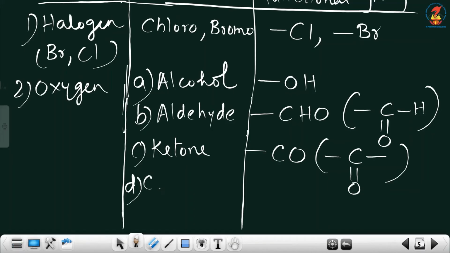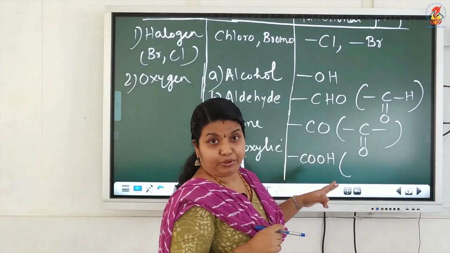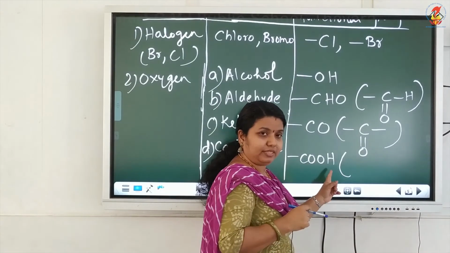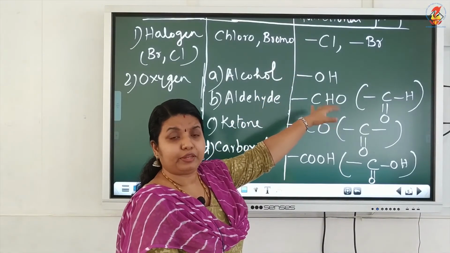The next one is carboxylic acid, COOH. We have seen these types of compounds. CH3COOH, we have written it as acetic acid, a weak acid. So, this is a carboxylic acid group: C double bond O, then OH. This is how the carboxylic acid group exists. All these are fixed, you have to learn them by heart. These are the functional groups that you have to learn.